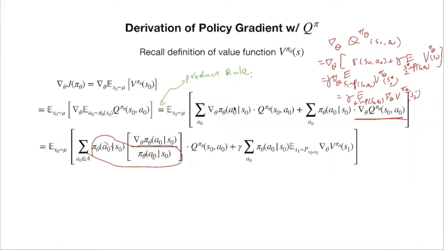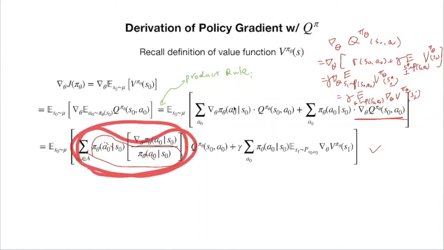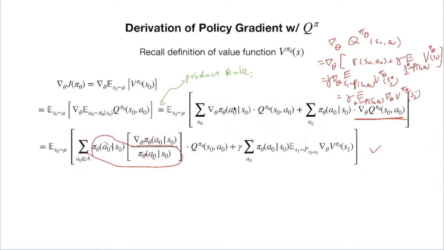Okay, so now we arrive at this formulation. Right? And the reason that I write this more complicated term is that I want to apply the log likelihood trick. Right? So this term, I can just write it as the expectation over A0 from pi theta(A0 | S0) of gradient theta log pi theta(A0 | S0). Right? Again, by chain rule.